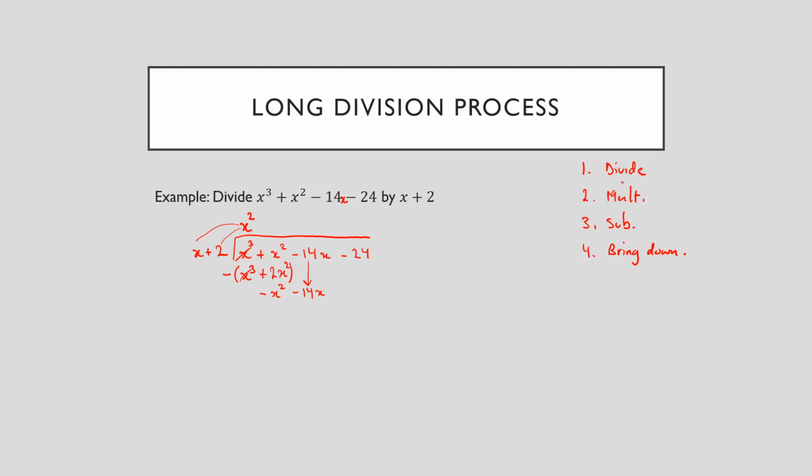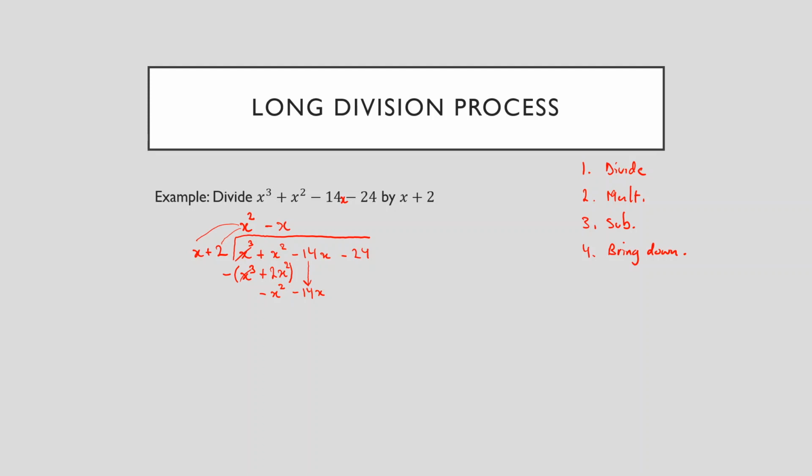And we start again. So step 1 is divide. So what we're going to do is divide just the first term that we've got here, which is this minus x squared. We're going to divide that by the first term in our divisor, which is x. So negative x squared divided by x gives you minus x. Okay, so that's divide. That step's done.